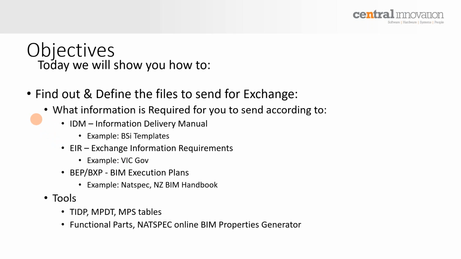So that information will be coming to you probably in the shape of information delivery manuals, which is a fairly mature document from Building Smart, and we'll show you what's in there and what is relevant for you there. Exchange information requirements, which is another concept that came from the British standard and then went through the international ISO standard, the 19650 so far. And we'll take a look at BIM Execution Plans and where that information might be there.